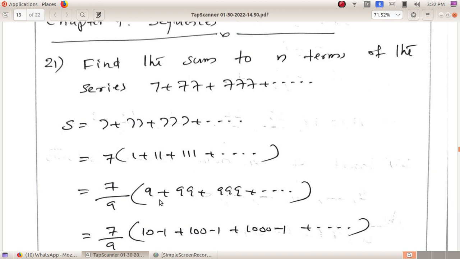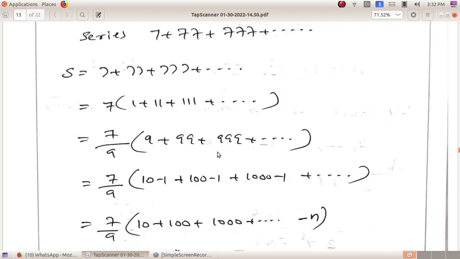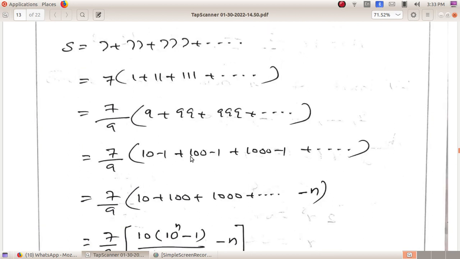So this step is common for all questions. If there is 4, 44, 444, you take 4 outside, then 1, 11, 111, etc. Then you take 4 by 9, and here 9, 99. If it is 5, 55, then this will be 5. All others are the same. What is 9? 10 minus 1. 99 is 100 minus 1, and so on. So first you arrange 10, 100, 1000, etc. together. Then minus 1, minus 1, that's minus 2, minus 3, then minus 4, and so on, generally minus n.